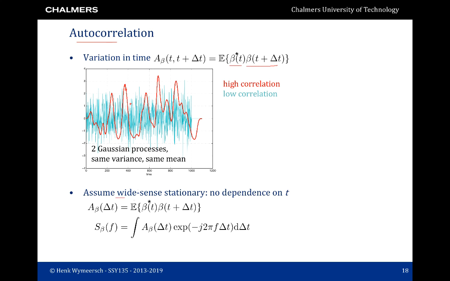We will always work with wide-sense stationary processes in which the autocorrelation function does not depend on the time instant t. In that case, the autocorrelation function depends only on delta t and is given again by the expectation of the product of the channel at a certain time and a little bit later. So the autocorrelation function depends only on how much this little bit later is. Recall from the first lecture that we can take the Fourier transform of this and we obtain the power spectral density.